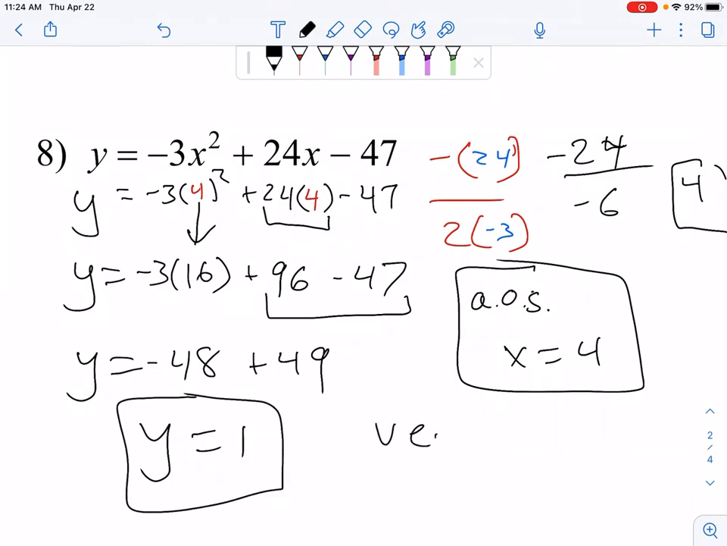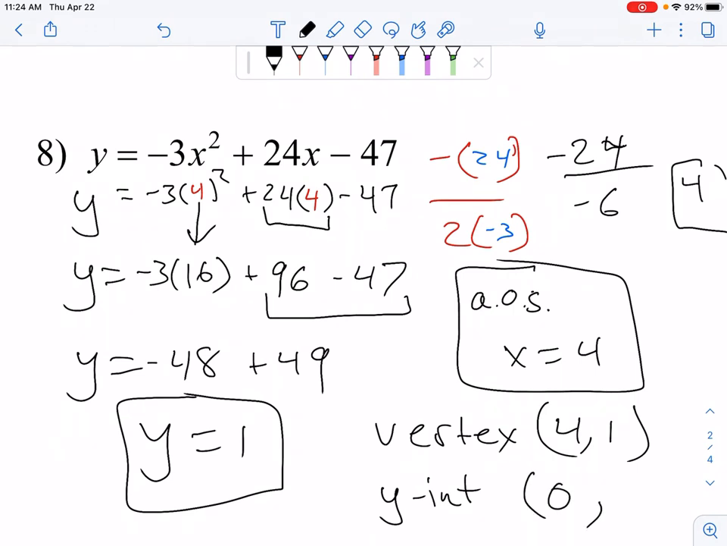So my vertex is 4, 1. And then my y-intercept, which is the new piece today, is if x was 0, y would be our c term out of a, b, and c. So I have a, b, and c. So my c term is negative 47.